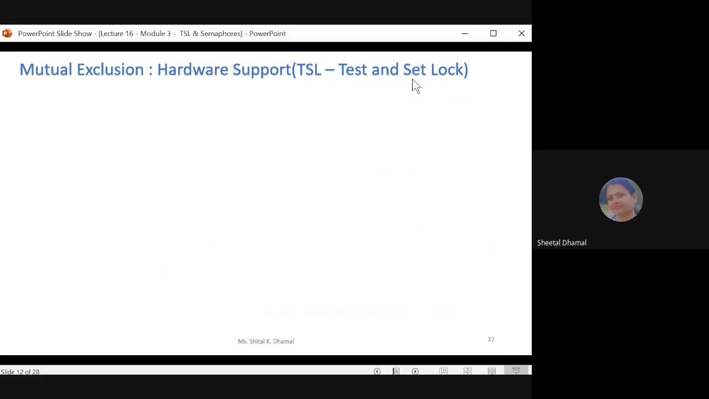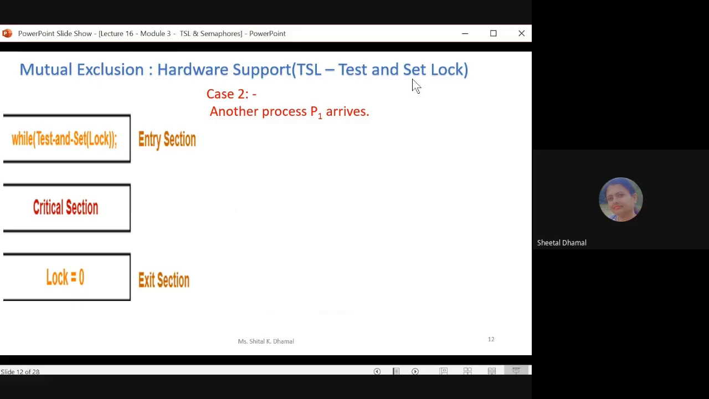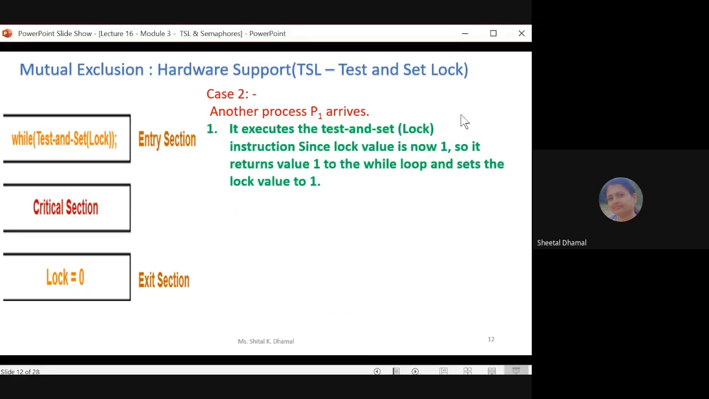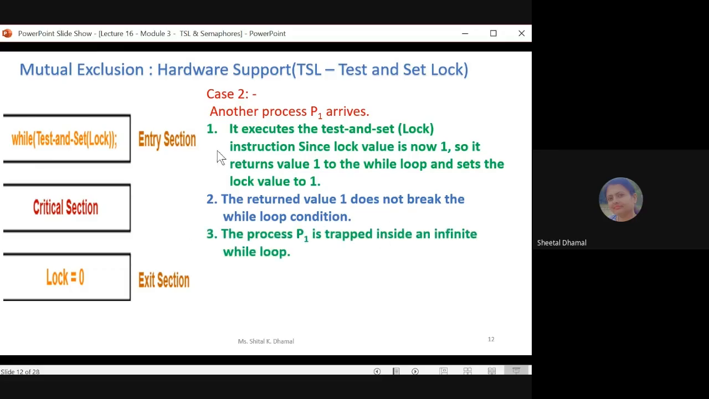Okay, so now let us consider that another process P1 arrives. It executes the test and set lock instruction, and here it will check the value of the lock. The value of the lock is equal to 1, so it returns value 1 to the while loop and sets the lock value to 1. Because the value 1 is returned to the while loop, it cannot break the while loop condition and is not able to enter into the critical section. So here the process P1 is trapped inside an infinite while loop.